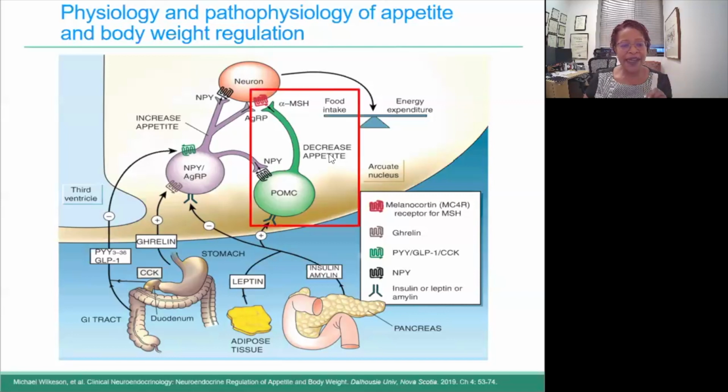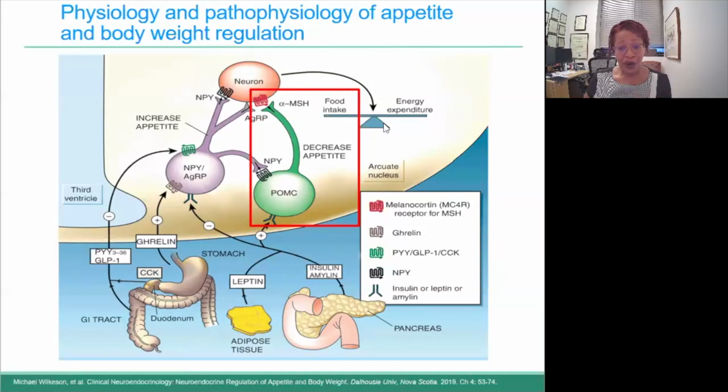One is this set over here, POMC, which stands for pro-opiomelanocortin nerves. When you stimulate those nerves, it causes a decrease in appetite. It decreases your food intake and increases your energy expenditure. So stimulating this side will lead to weight loss, right?